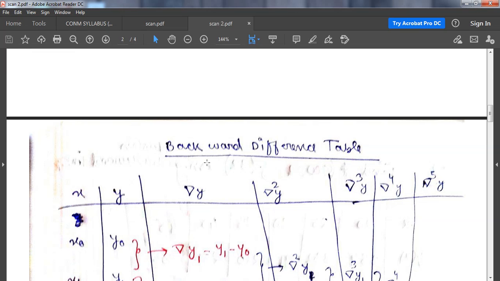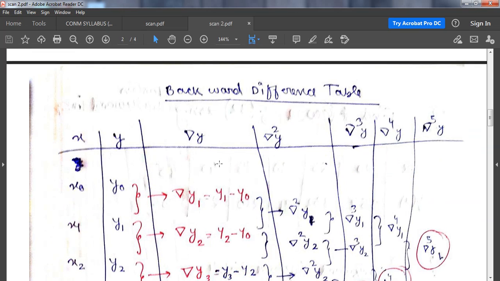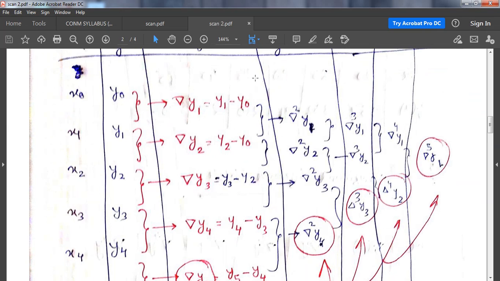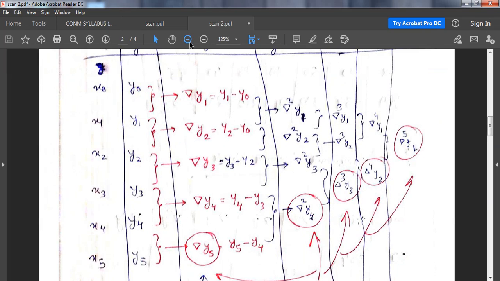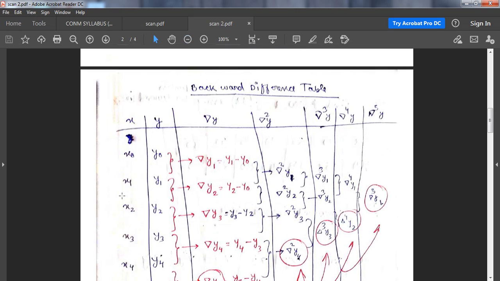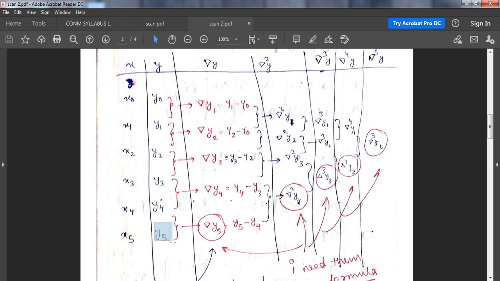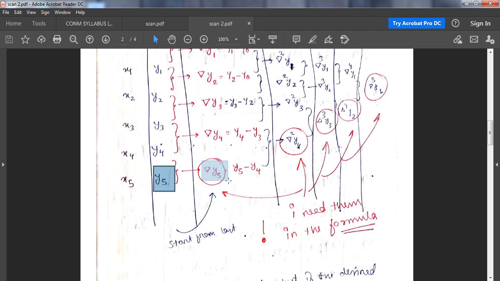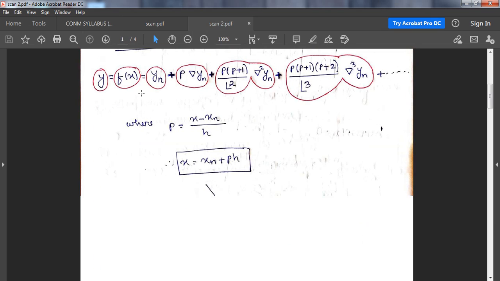Just like the forward difference table, we also have to make the backward difference table. As you can see over here, we have to make the backward difference table. In the backward difference table, the last value is your yn, and these are the values that you will be using in your formula, this particular formula. As you can see, it is equal to yn, isn't it?